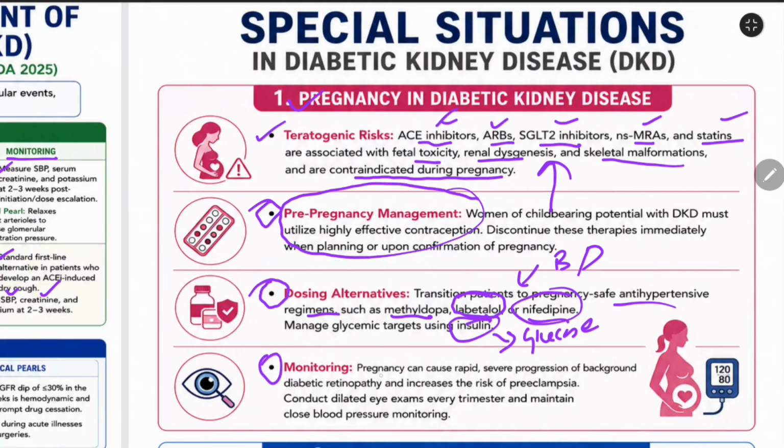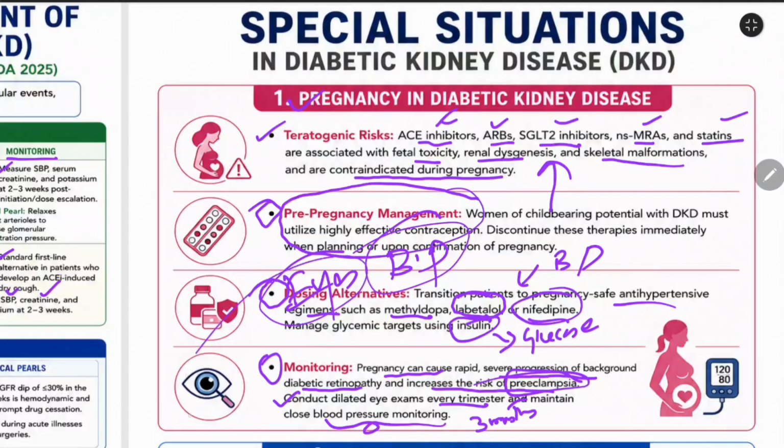Pregnancy can cause rapid severe progression of background diabetic retinopathy and increases the risk of preeclampsia. So conduct a dilated eye examination every trimester, meaning every 3 months you should conduct fundoscopy, and maintain close blood pressure monitoring because there is a high risk of preeclampsia. So eyes and BP are at risk. You should monitor every trimester. These ladies should have fundoscopy.